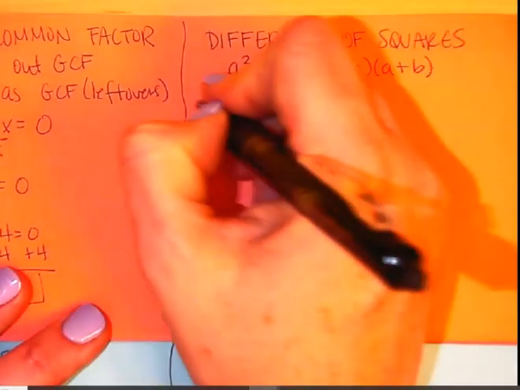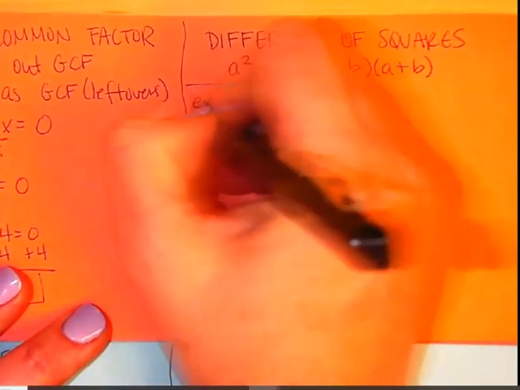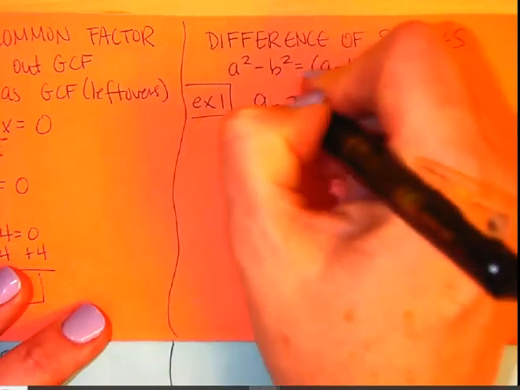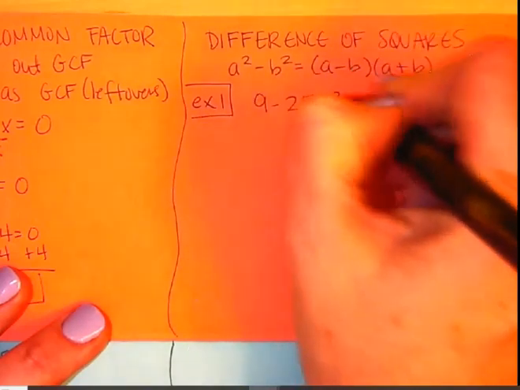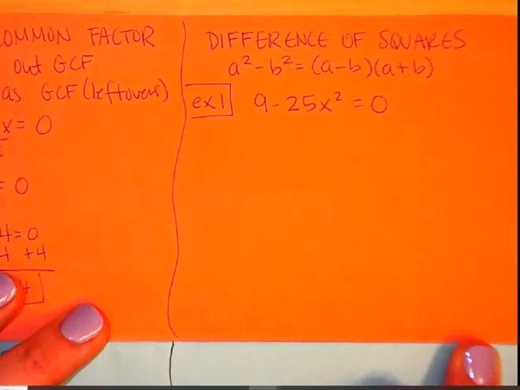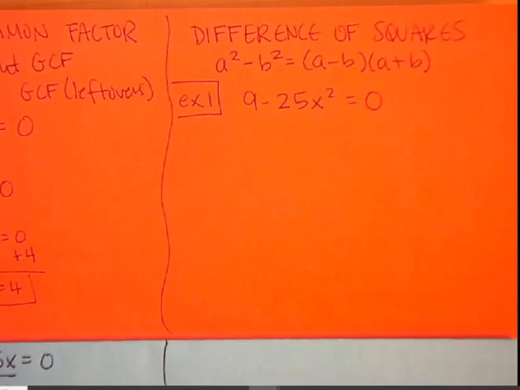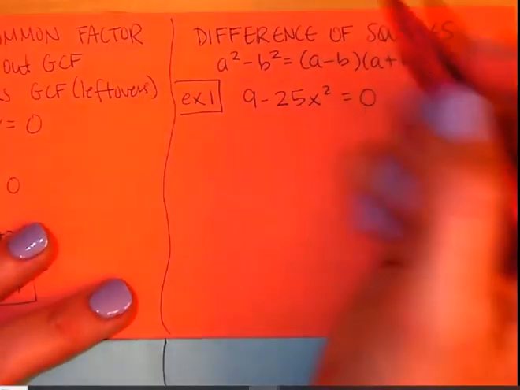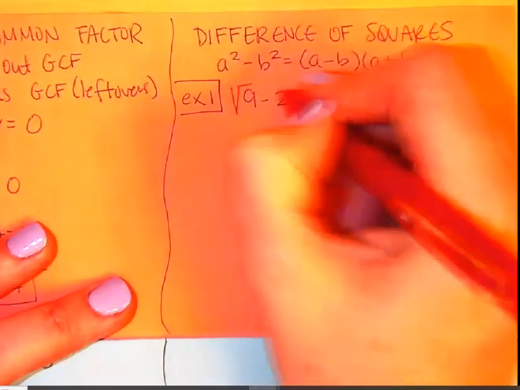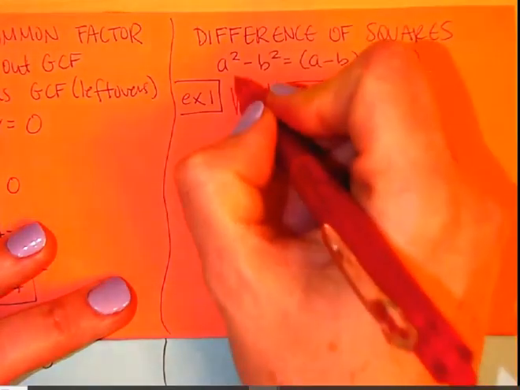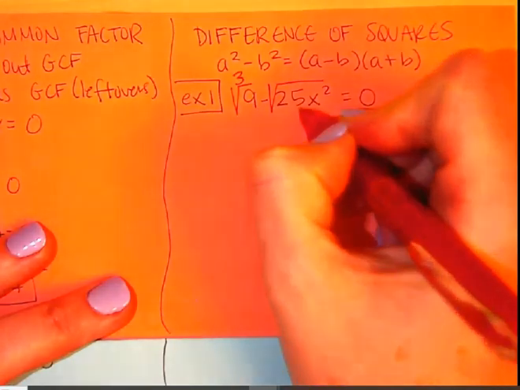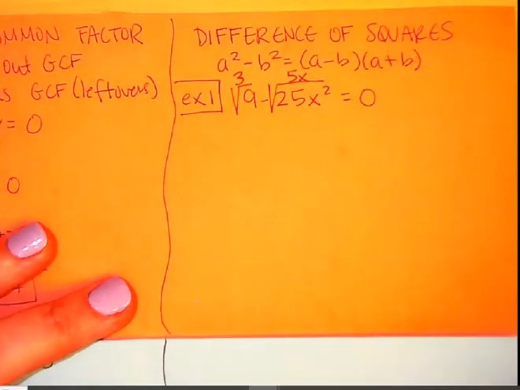So we're going to do one example up here and then a second one on the bottom. So 9 minus 25x squared equals 0. And the reason why we know we can do this formula here is everything you see is a perfect square. The 9, the 25, and the x squared. And how we did this before was we would square root each thing individually. So the square root of 9 is 3, and the square root of 25x squared is 5x.